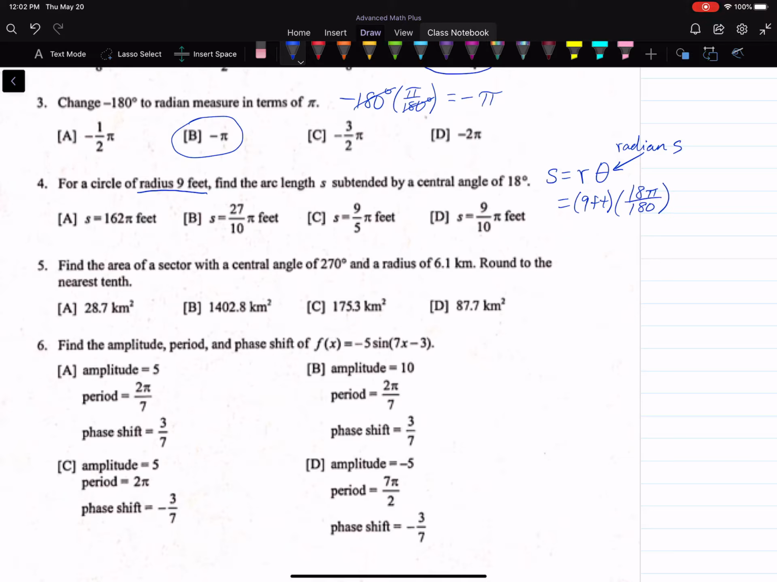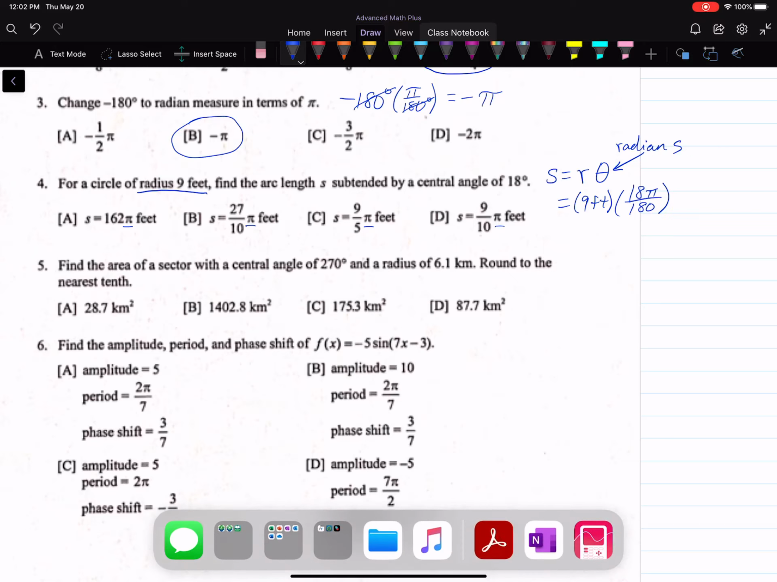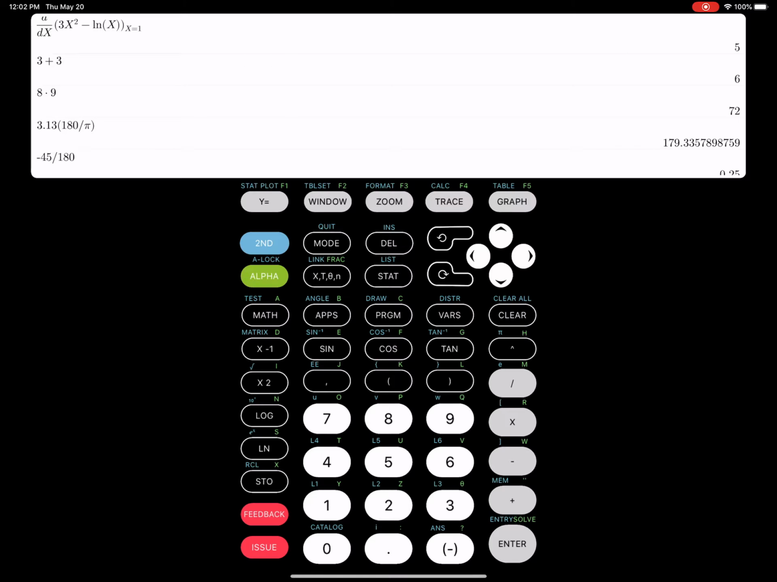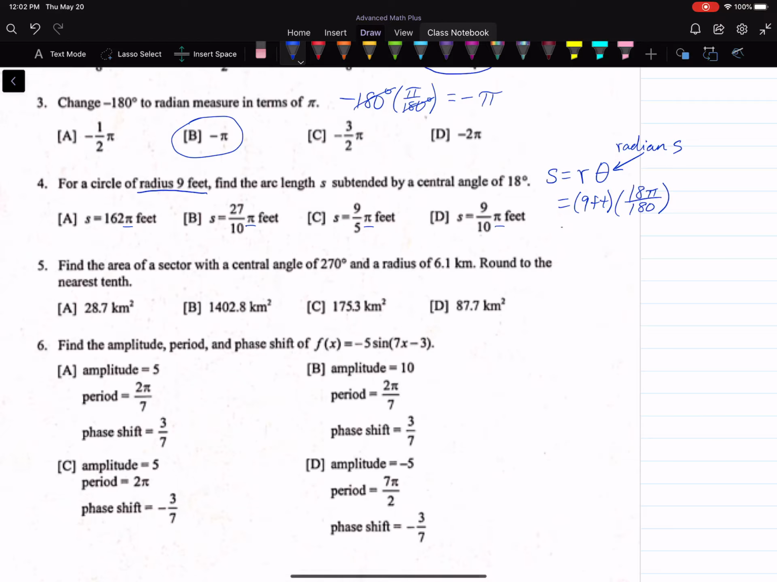And then, again, if you look at your answers, they all have pi. So all I'm going to put in is the number part, not the pi part, in my calculator. And then hit math, enter. So we had 9 times 18 divided by 180, and hit enter, and then change that to math, enter. A fraction would be 9/10 pi. That's going to be my answer, and that is D. Okay, got it? Easy enough.